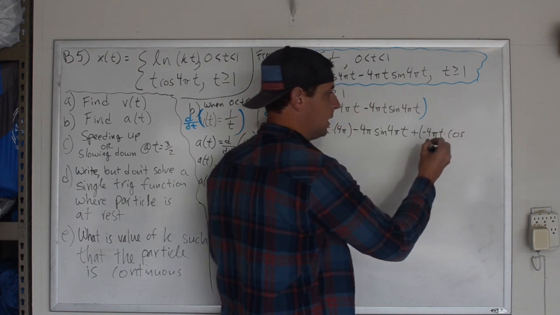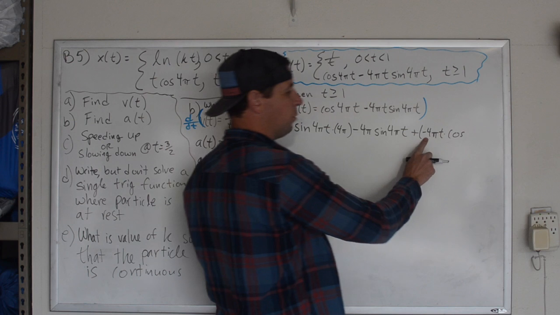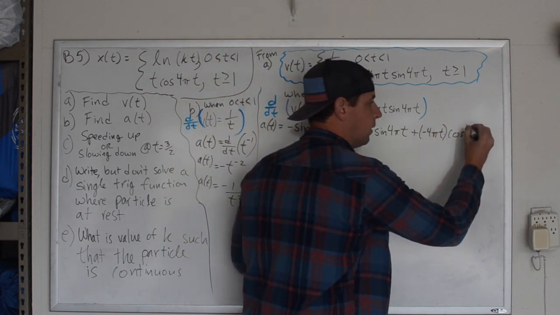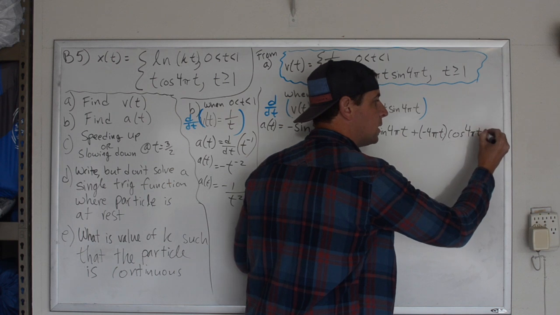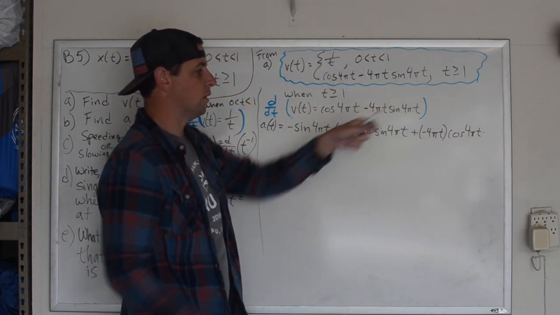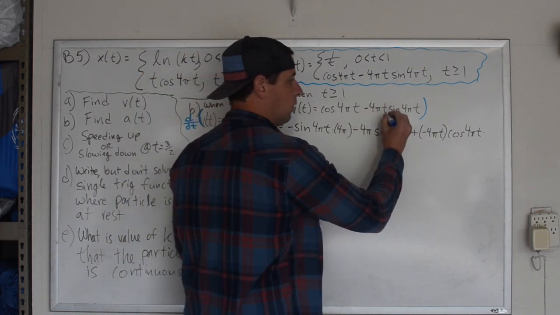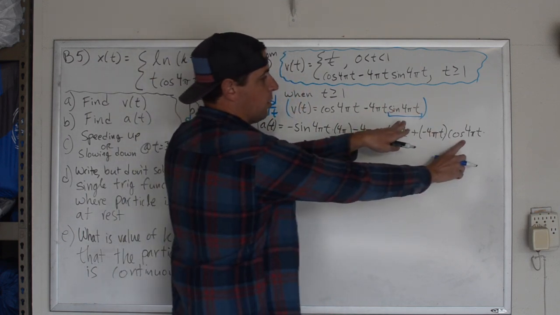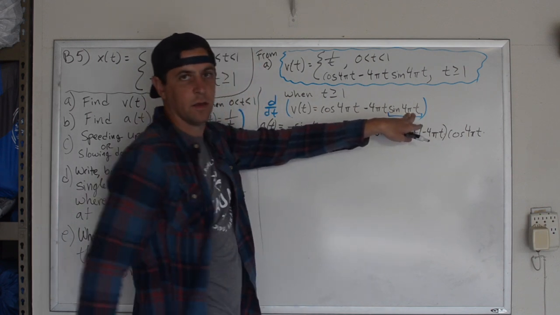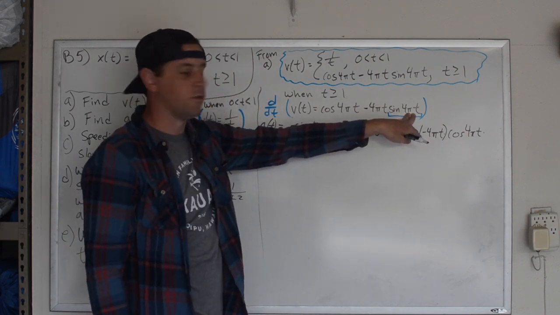of 4 pi t. Oh, I opened a parenthesis. Let me close that parenthesis. Sorry, cosine of 4 pi t times the derivative of the inside. This is where I'm using, when I'm taking the derivative of just this portion right here, I got cosine of 4 pi t, and then times the derivative of the inside piece. So the derivative of 4 pi t is just going to be 4 pi.